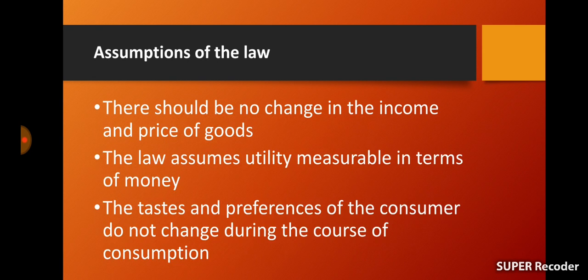And there should be no change in the income and price of goods. That is another assumption. The law assumes utility is measurable in terms of money. And the final assumption is that the taste and preference of the consumer do not change during the course of consumption. So these are the assumptions of the law of diminishing marginal utility.